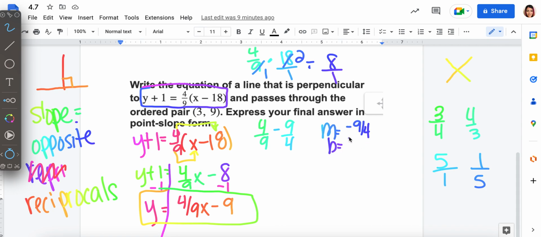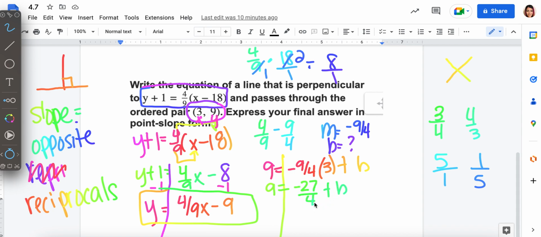We do not know our b, but we have a point. So we can do exactly what we did in the last problem. Plug in 3 for x and 9 for y and solve for b. So I'm going to do that. y equals mx plus b. So 9 equals negative 9/4 times x, which is 3, plus b, and we're going to solve for b. So you get to do fractions, yay! Negative 9/4 times 3 is negative 27/4 plus b.